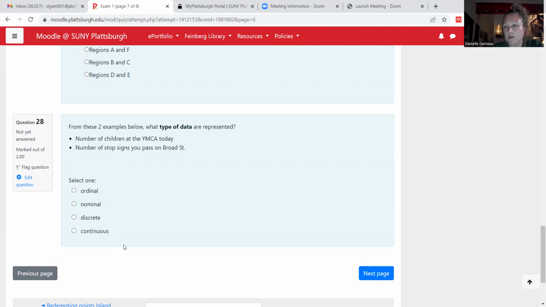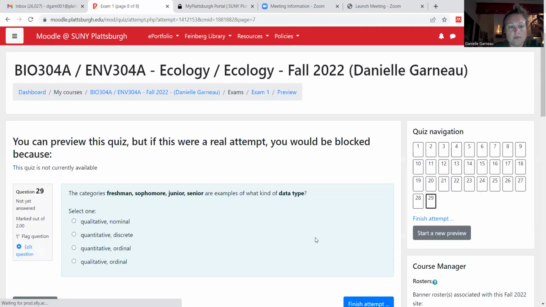Continuous is the variable where we can measure with decimals, right? Thinking about weights, thinking about heights and lengths, those sorts of things. So discrete are those whole numbers, those counts. Okay, and here we've got categories. So categorical data are not quantities, right? It's not quantitative data, it's going to be qualitative data.